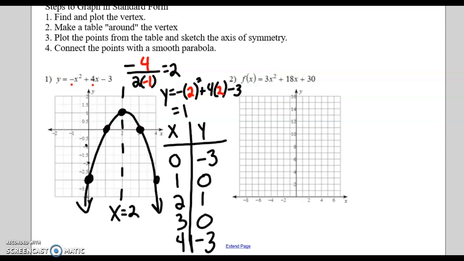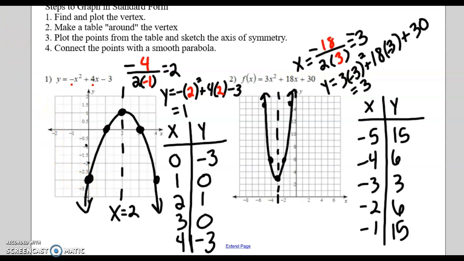Go ahead, pause the video and try the second example on your own, and when you press play, you will see the solution. So as you can see, the solution for 2, your vertex should have been negative 3, 3. And I put that in the middle of the table, and I built my table around that vertex. When I graph those points, it's U-shaped, it's skinny. We knew it would be skinny because of the 3. And it looks pretty symmetric around that axis of symmetry.